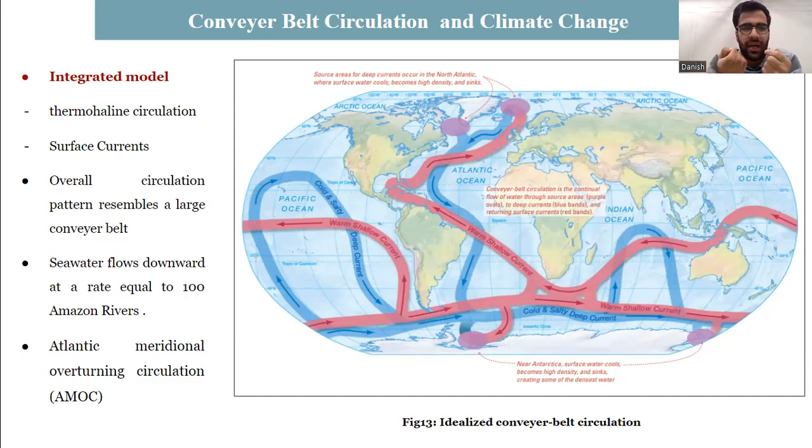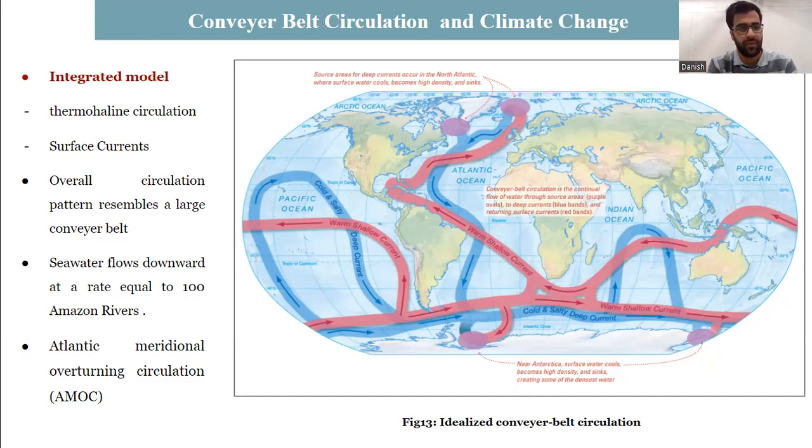Whereas the lower part of this conveyor belt starts when there is a sinking process in the North Atlantic as well as near the Antarctica region. So as I said earlier, these deep water masses spread throughout the oceans. You can see how they are spreading in the Pacific Ocean as well as in the Indian Ocean. Another important thing is the rate at which these deep water masses go down, which is equivalent to around 100 Amazon rivers in terms of the discharge.